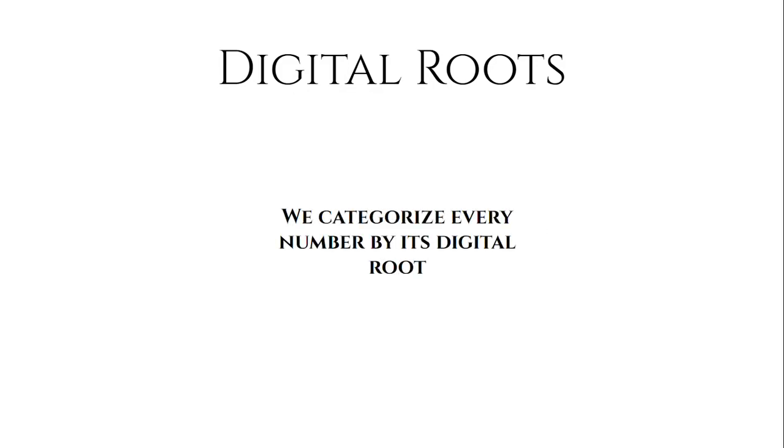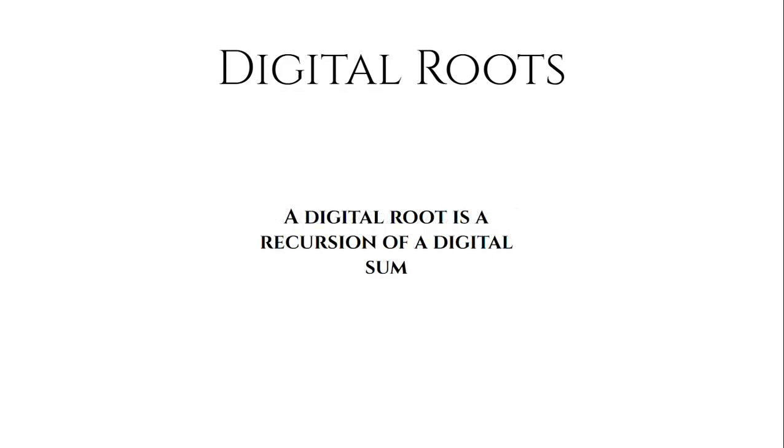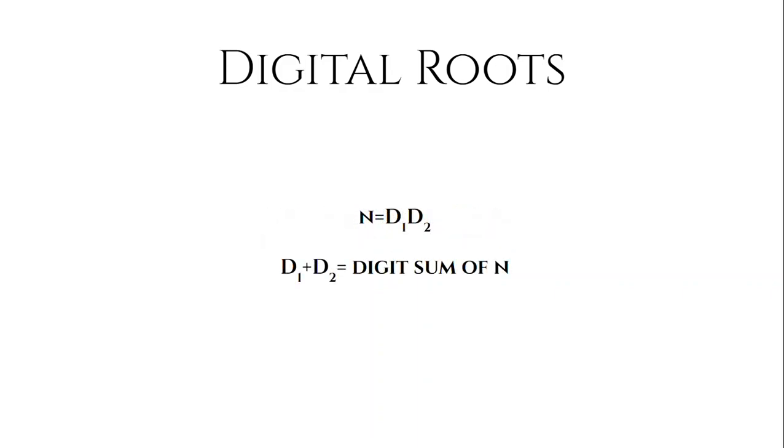So we need to backtrack to what is called digital roots. So we categorize every number by its digital root. So what is a digital root? A digital root is a recursion of a digital sum. So what's a digital sum? Well, if we take n equals the digits d1 and d2, we add those digits, d1 plus d2, it equals the digit sum of n. So let's get an example of this. If we have n equals 189, we take those digits, add them up, so 1 plus 8 plus 9 equals 18. You plug that in because it's recursion, right? We take 1 plus 8 equals 9. So now we know the digital root of 189 is 9.